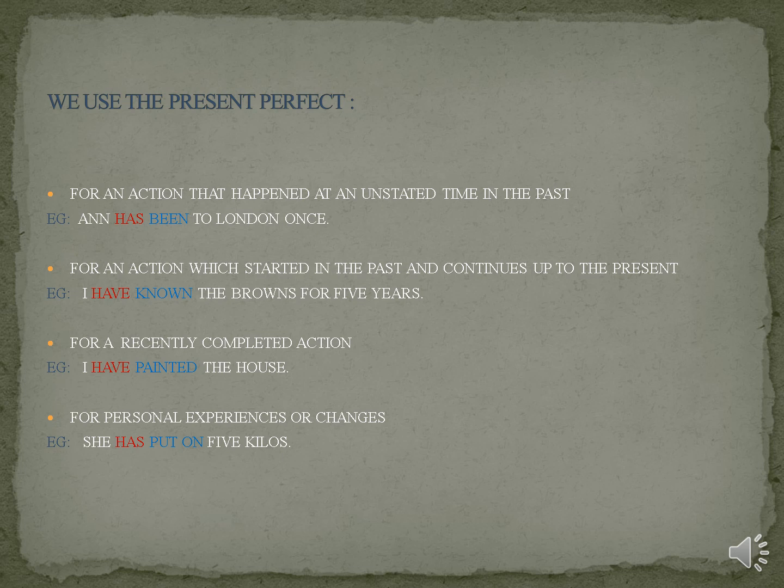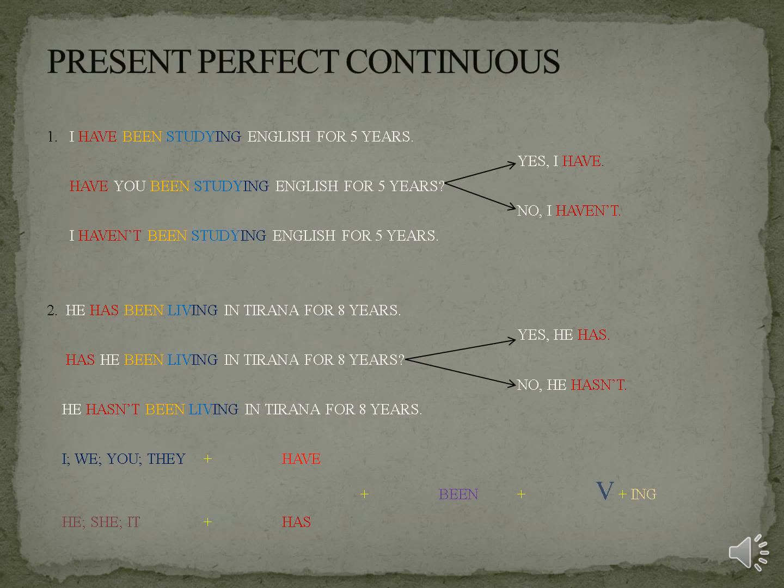It is used for a recently completed action. It can be used with such adverbs as just or already. For example, I have painted the house, or we can also say I have just painted the house. And it is also used for personal experiences or changes. For example, she has put on 5 kilos, meaning she has gained some weight.